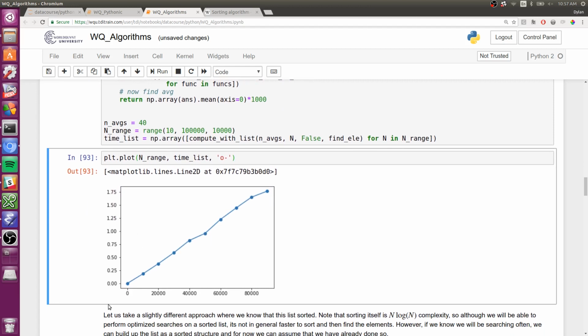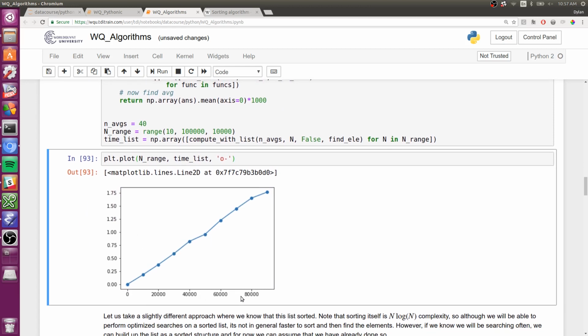And as the list grows in size, here we're considering larger and larger lists, it takes more and more time to find a particular element in the list. So this shows the linear growth, order n, for finding an element of the list.